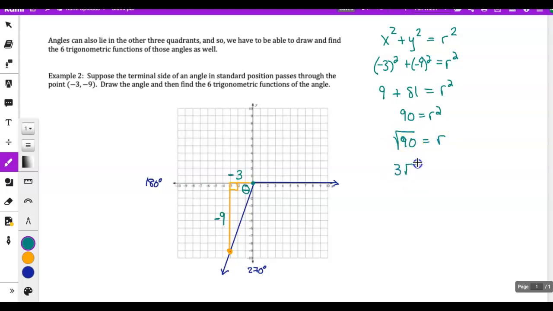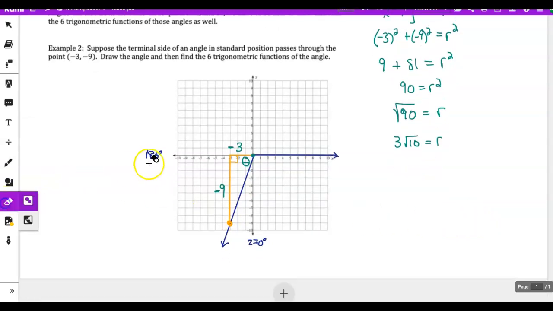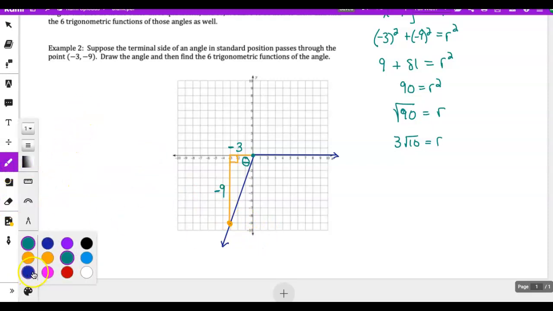So 3 square roots of 10 is equal to the radius, okay? Or the hypotenuse of the triangle, if you want to think of it that way. So I'm going to erase a couple of things so I can just make this triangle bigger, so that we can just do SOHCAHTOA with it. So let me do that real fast.